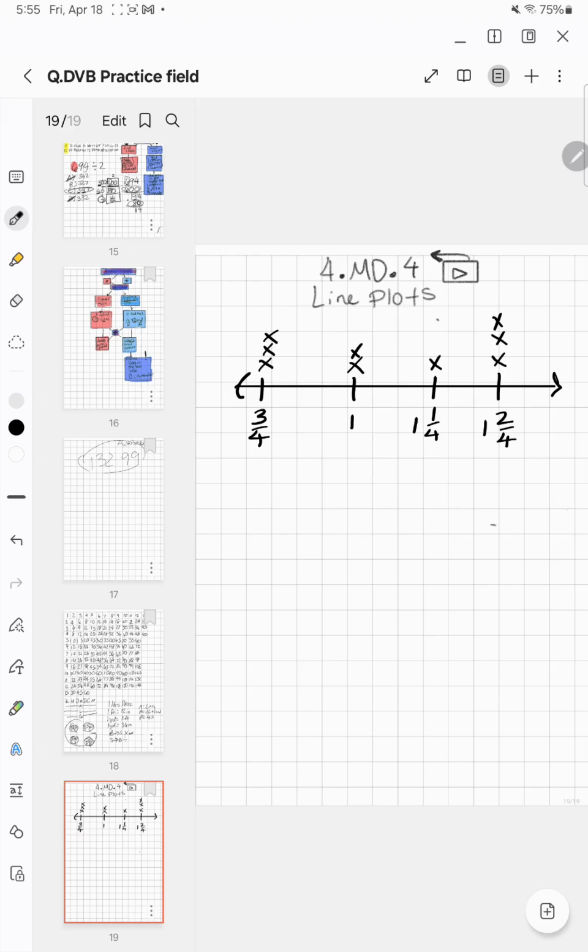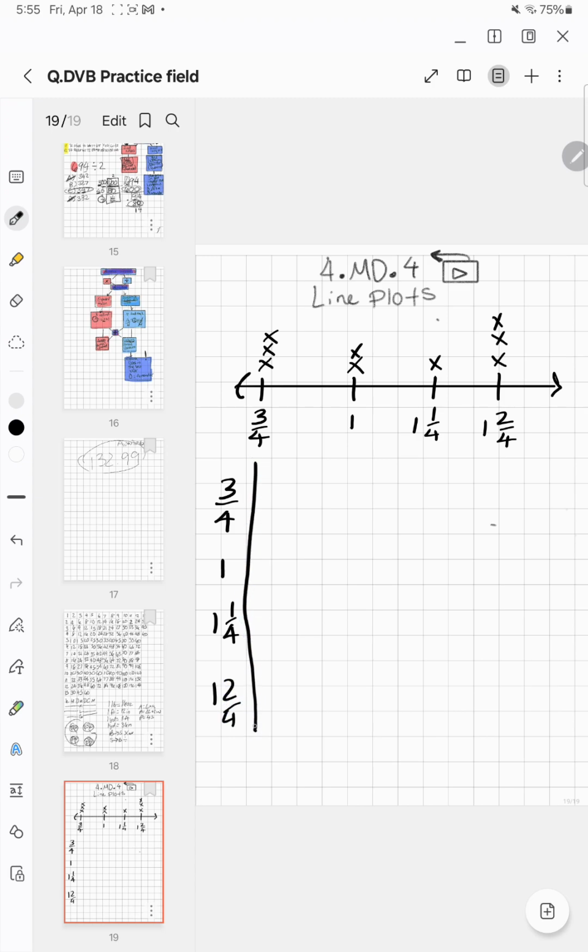Now, if I were to plot this, I would plot it in order of where it starts. So I see the first fraction that starts is 3/4. After that, I see 1 whole. After that, I see 1 and 1/4. And after that, I see 1 and 2/4.